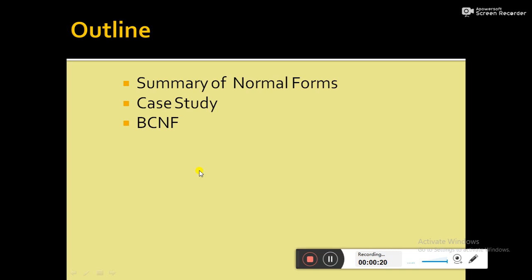These are the topics which I am going to cover during my lecture. First, I will recap the normal forms which I have already discussed in my previous lecture. I will summarize the normal forms, specifically 1NF, 2NF and 3NF. Next, I will discuss these three normal forms on a particular case study, and then I will discuss the concept of the next higher level normal form, which is BCNF, Boyce-Codd Normal Form.